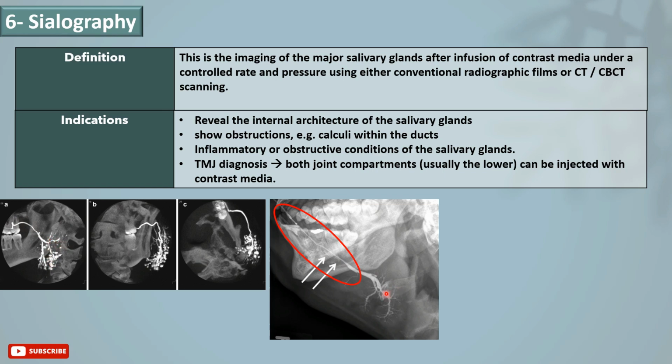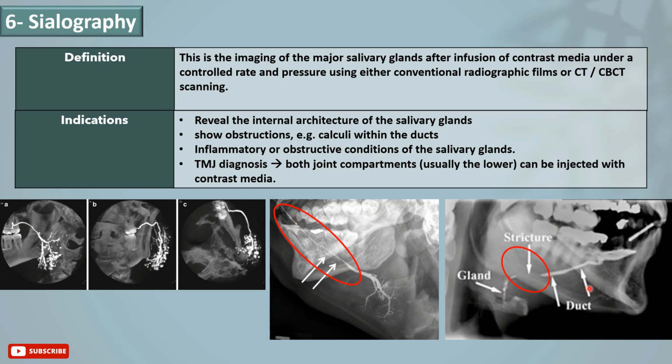In this picture there is a constriction, and that's why the contrast medium is not visible in this area, and in this picture you can see that there is a cut between this part and that part, meaning that there is a calculi or any kind of obstruction in here.